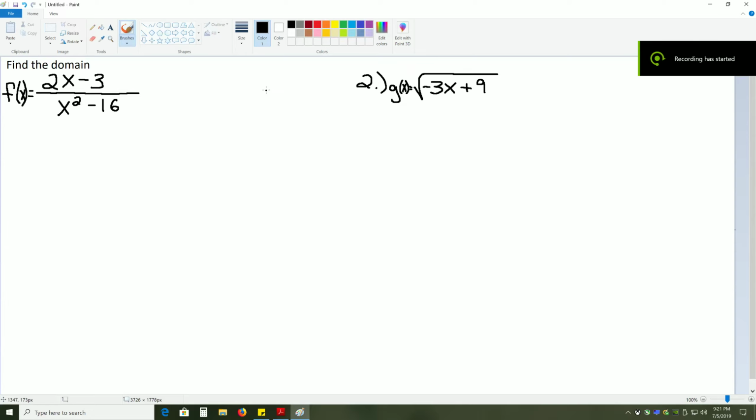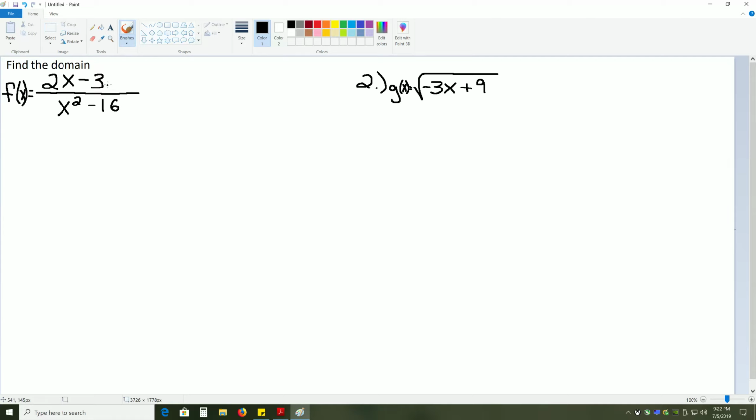In these two problems, we will be finding the domain of each function. So for this first problem, we want to find the domain of f of x, given f of x equals 2x minus 3 over x squared minus 16. When you're finding the domain, there are two things to look out for: denominators, in this case the x squared minus 16, and also square roots.